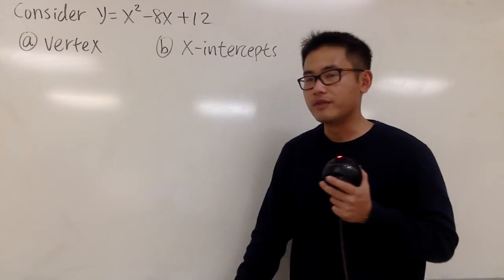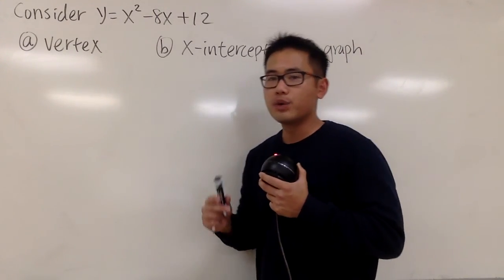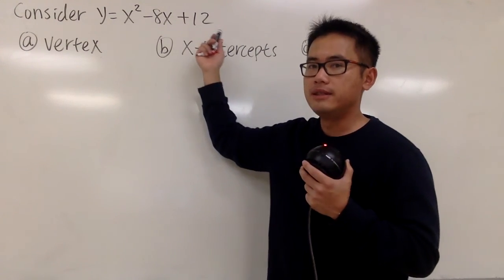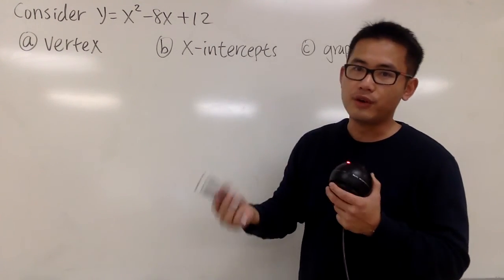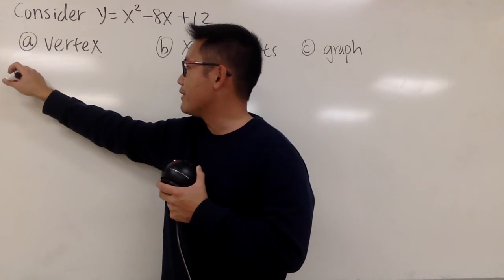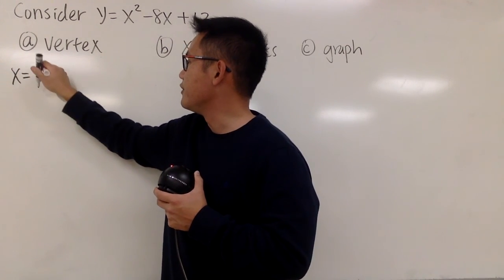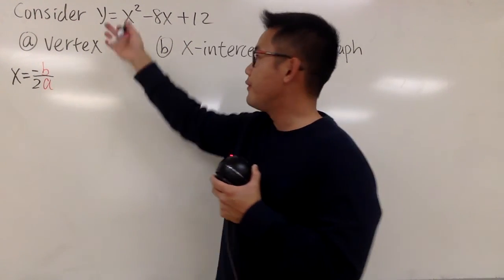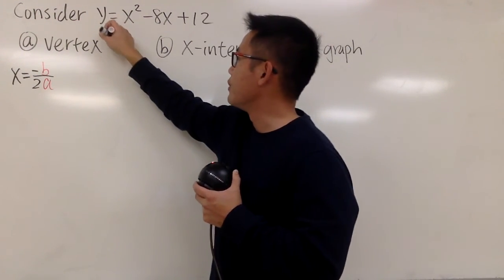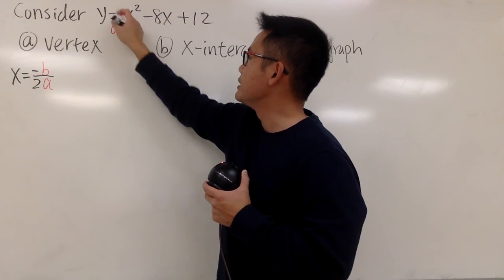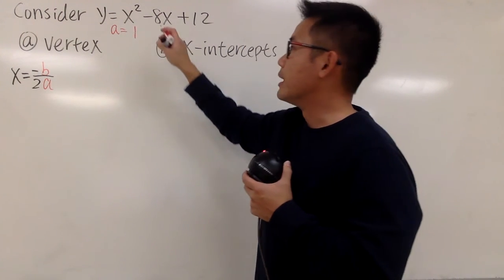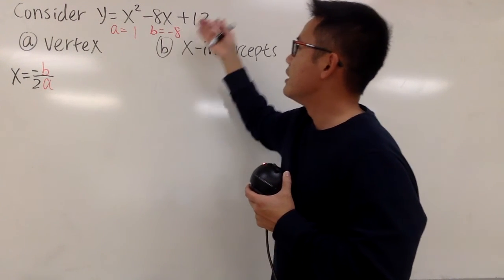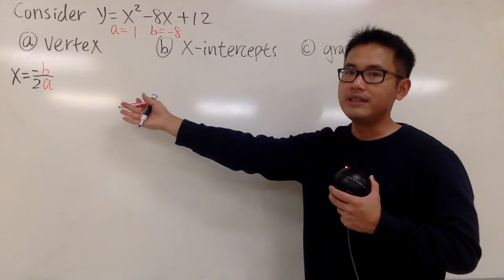Okay, we're given the equation of a parabola right here, and first we're going to find its vertex. To do that, you see this equation is in standard form, so we can just use the vertex formula. Namely, x is equal to negative b over 2a, right? Remember, a is the coefficient of x squared, which in this case is 1, and the b value is the coefficient of x, which in this case is negative 8. C is 12, but we don't need to use c in that formula.